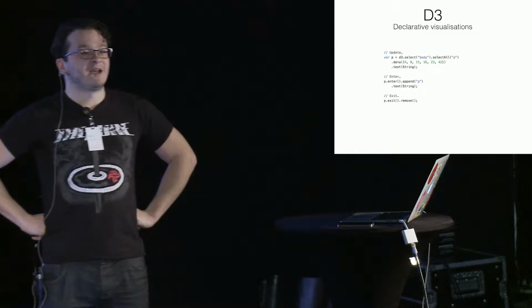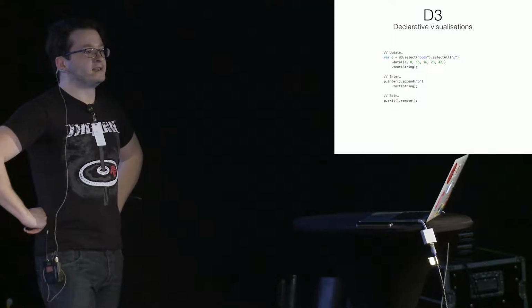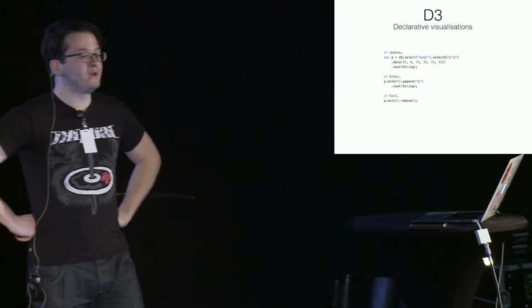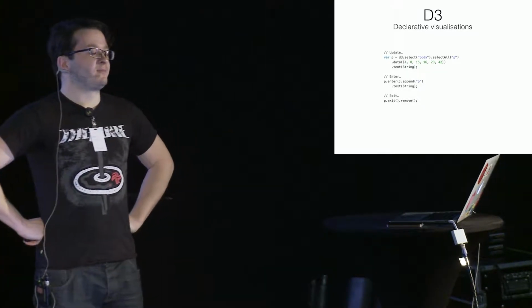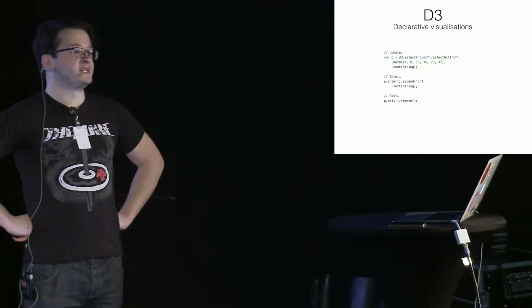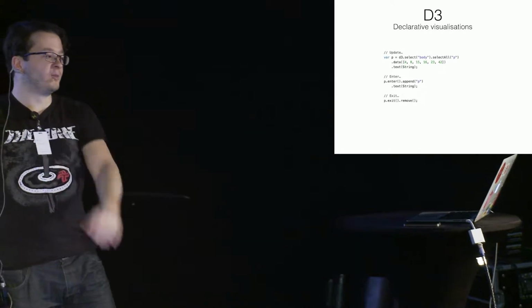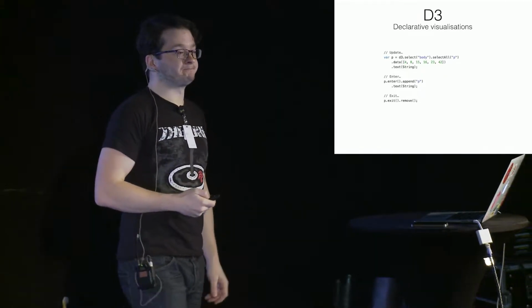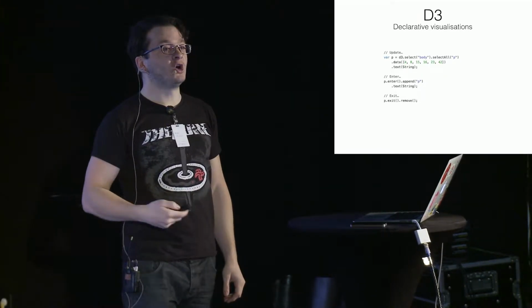But the point is, you're able to say, I have some data, and this is the DOM that I want to represent with that data. Please go and do that. This is what happens when there are new elements. This is what happens when elements disappear. Please do this crazy stuff for me. And that's kind of nice. D3 will target HTML or SVG.